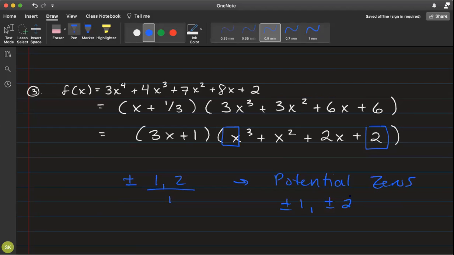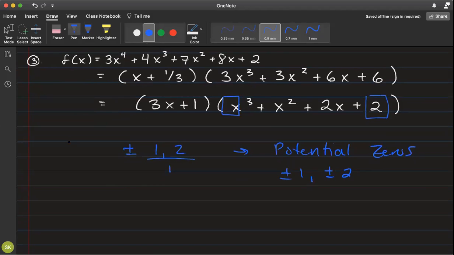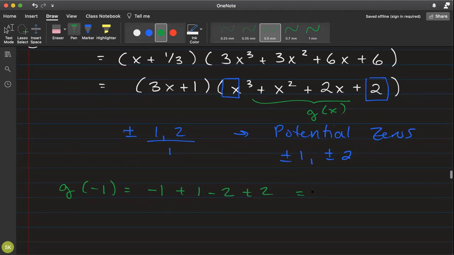I'm going to go with -1. Let's plug that into this function here. So if we call this function g of x, if I plug in -1 into this function, I get -1 because -1 cubed is -1, plus 1 minus 2 plus 2. And you can see that I get 0. I knew that this was going to be a factor. But of course, if you don't know anything about this, you're going to have to just choose some of these factors and see what you get. And then if you don't get the right one, just choose a different one. So if you plug in -1, you get 0, which tells me that x plus 1 is a factor of g.